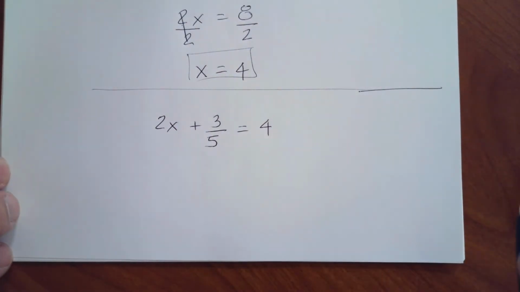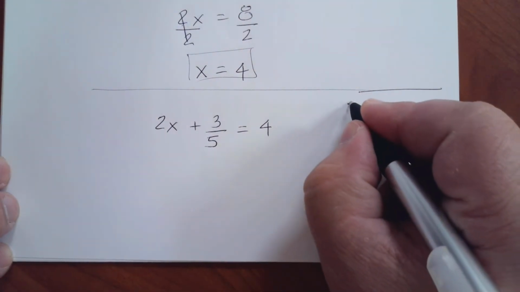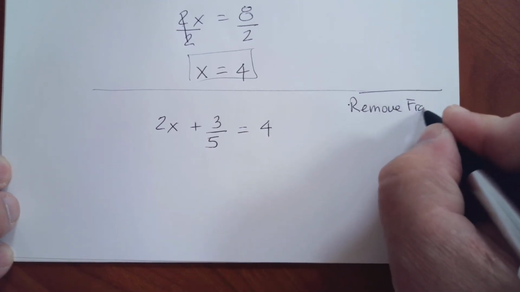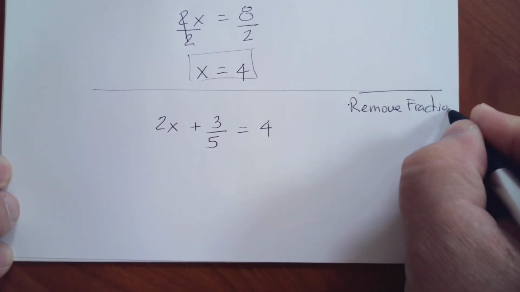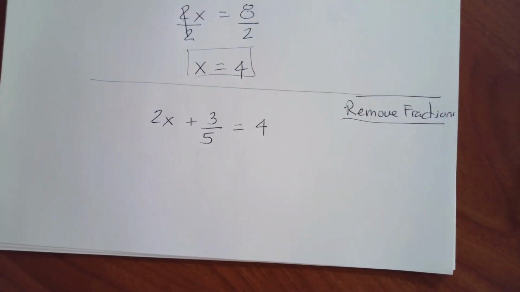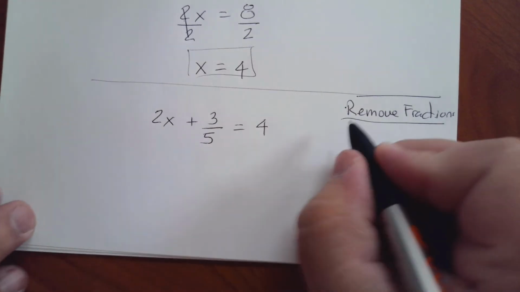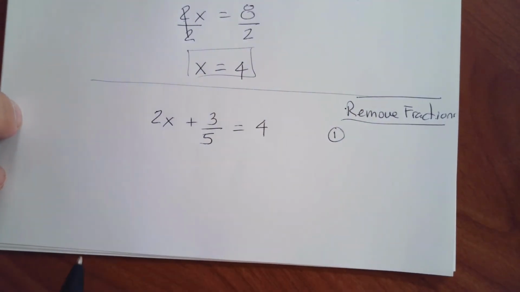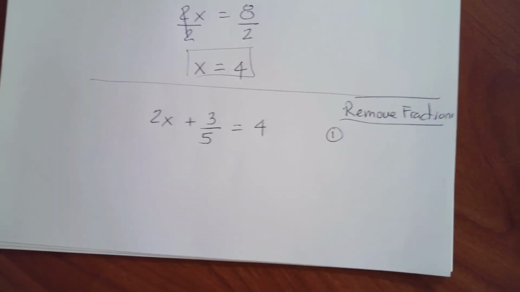So, since we don't like fractions, let's remove the fractions. If we don't like fractions, let's get rid of them. And whenever you have a fraction type of equation, these 5 steps are always going to work.